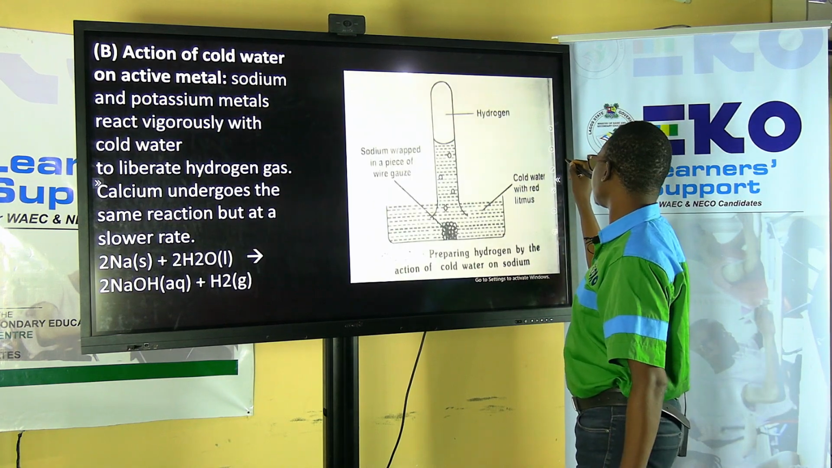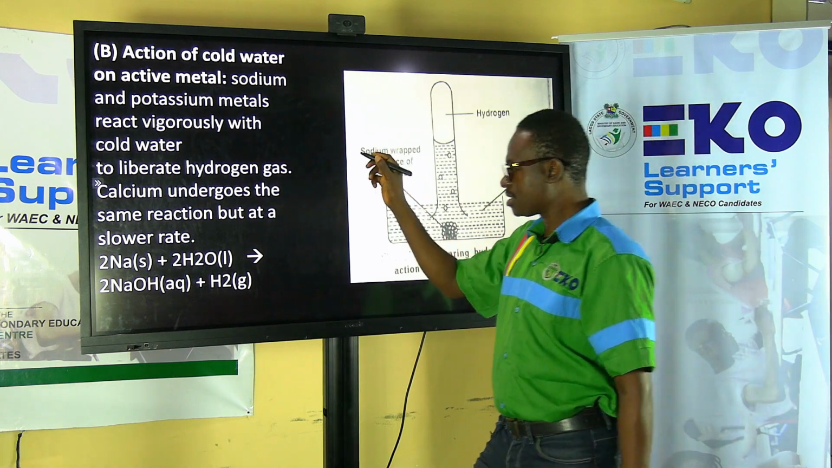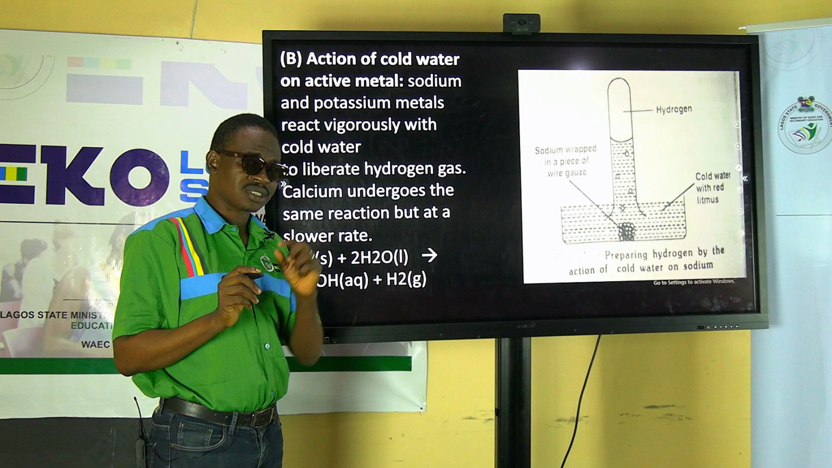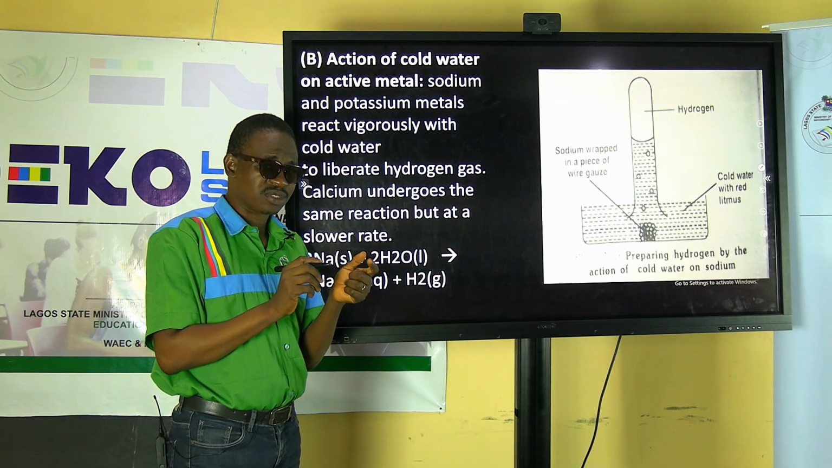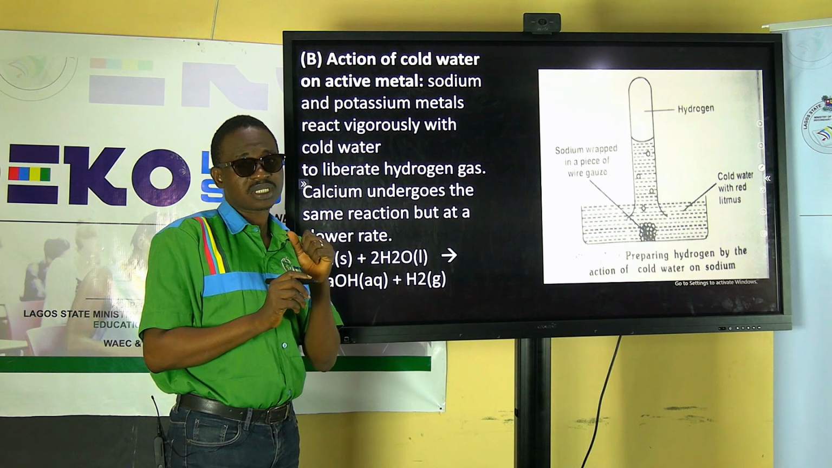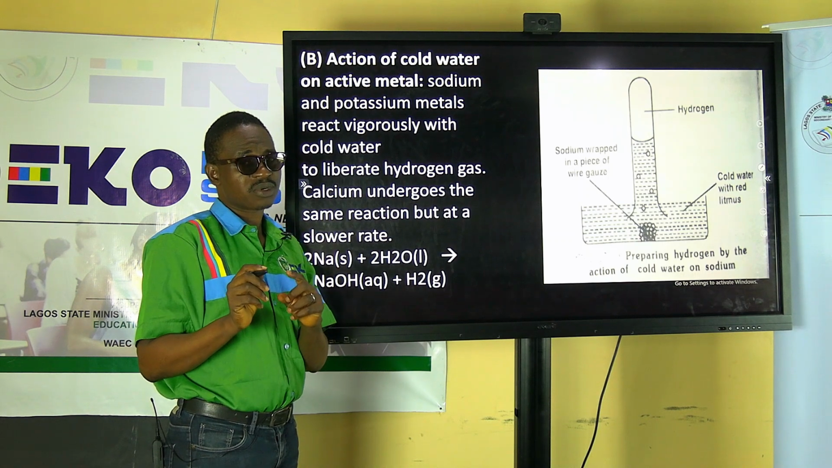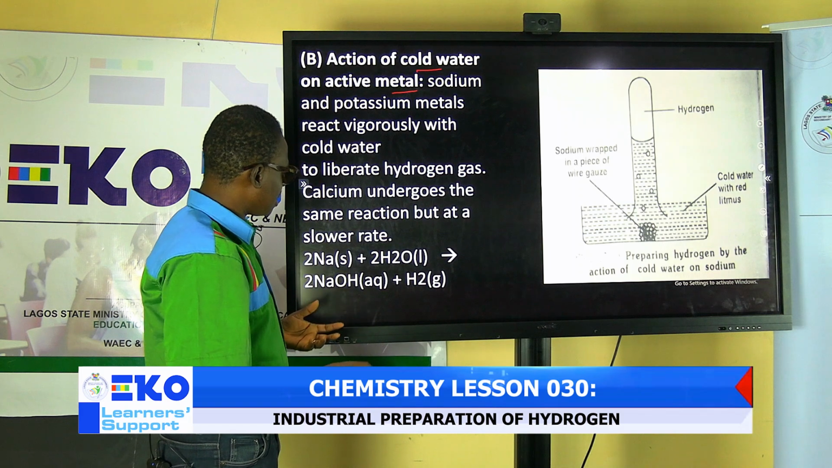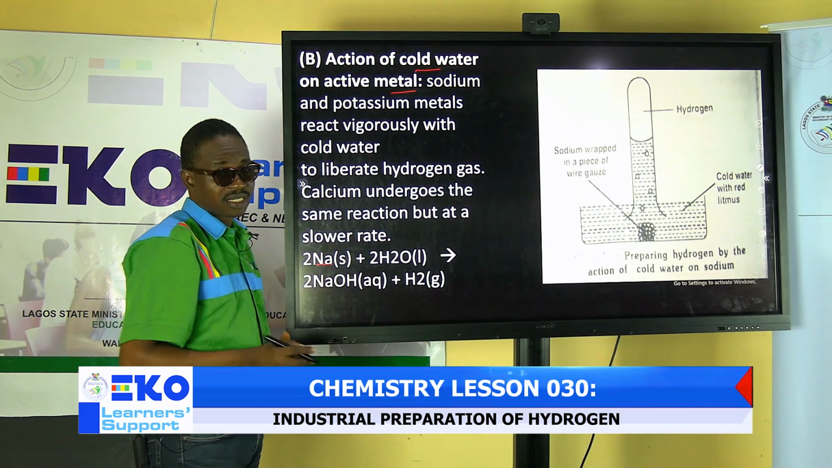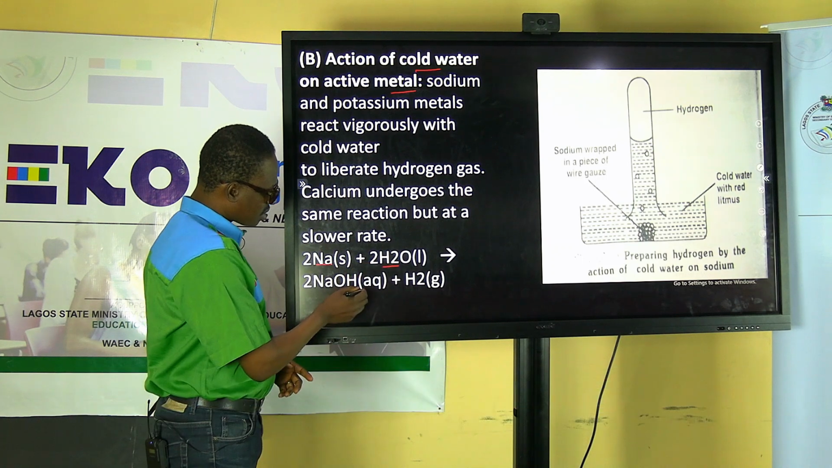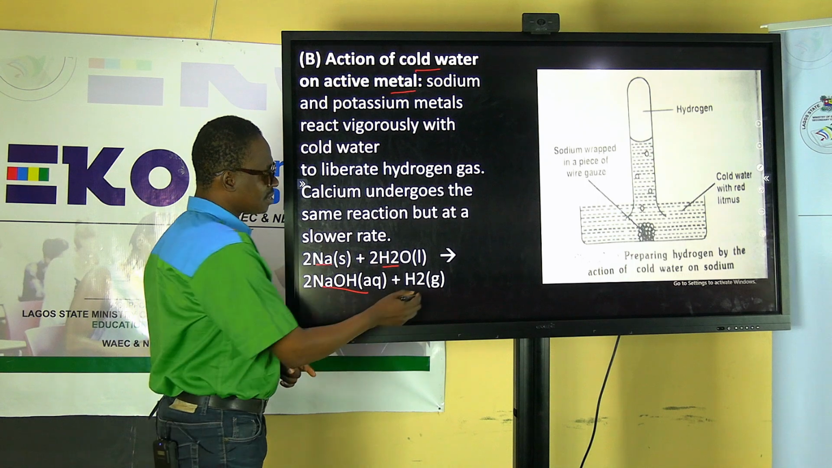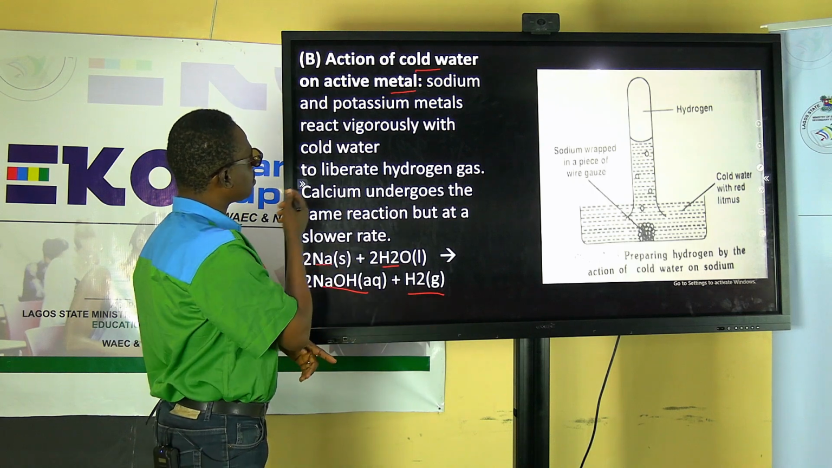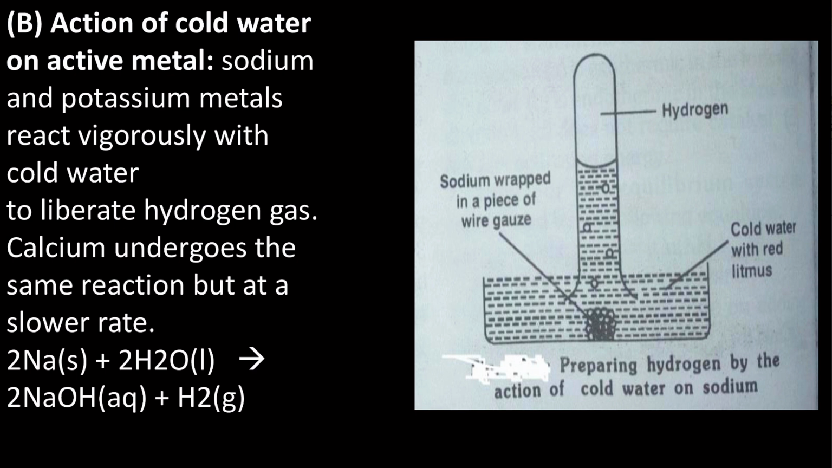Another way of producing hydrogen in the laboratory is the action of cold water on an active metal. This is very essential because that active metal will be very explosive when dropped inside water. Therefore, in doing this, you need to be extraordinarily careful. And we use cold water in the preparation. Look at what happened. This active metal, sodium, is passed over water. It gives sodium hydroxide, which is alkaline, and hydrogen gas. But you need to remember that this reaction is very explosive. So we say it reacts vigorously with cold water to liberate hydrogen gas.